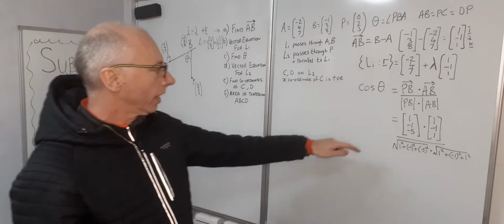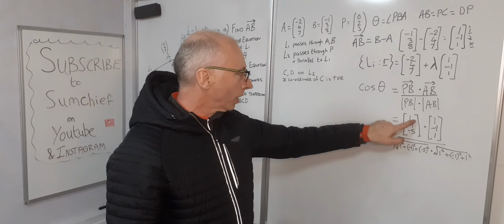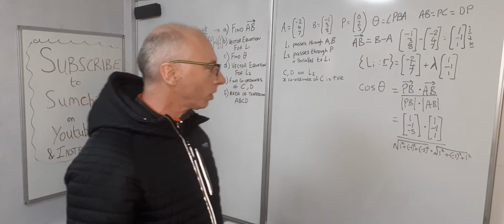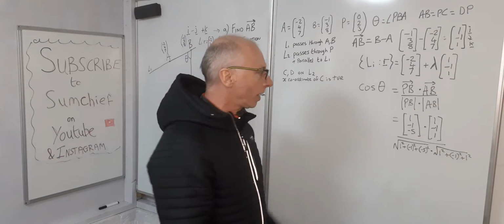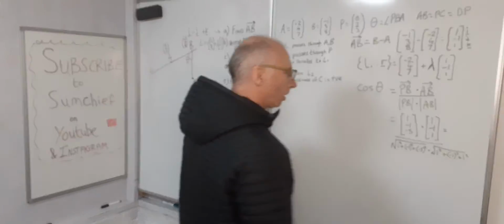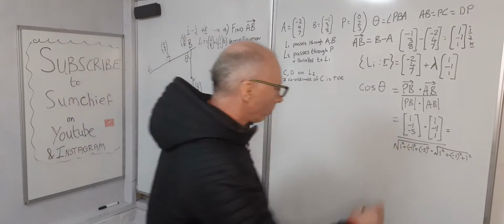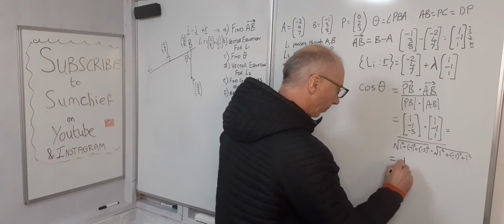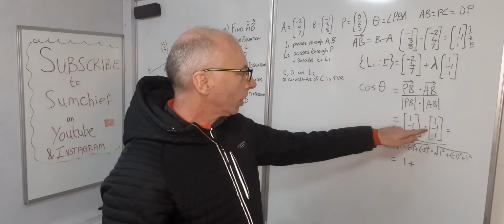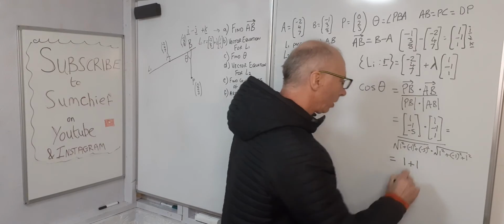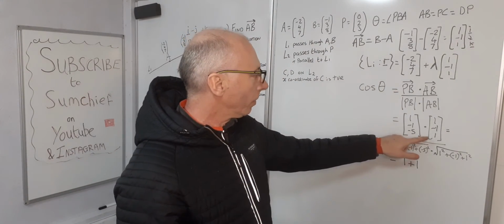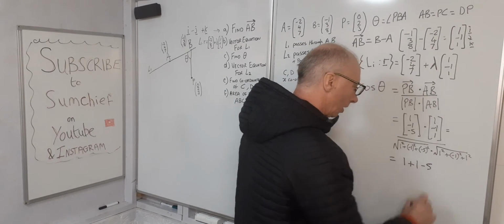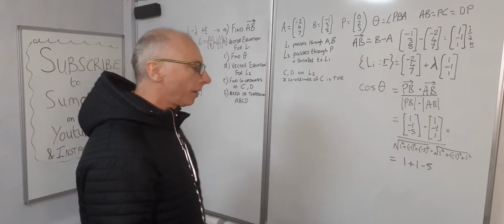Okay, how are we going to get this one? How do we multiply that up? We just multiply each line, then add up the totals. So just put that on the side here. 1 times 1 is 1. Minus 1 times minus 1 is also plus 1. And minus 5 times 1 is minus 5. Okay, so we've got that.